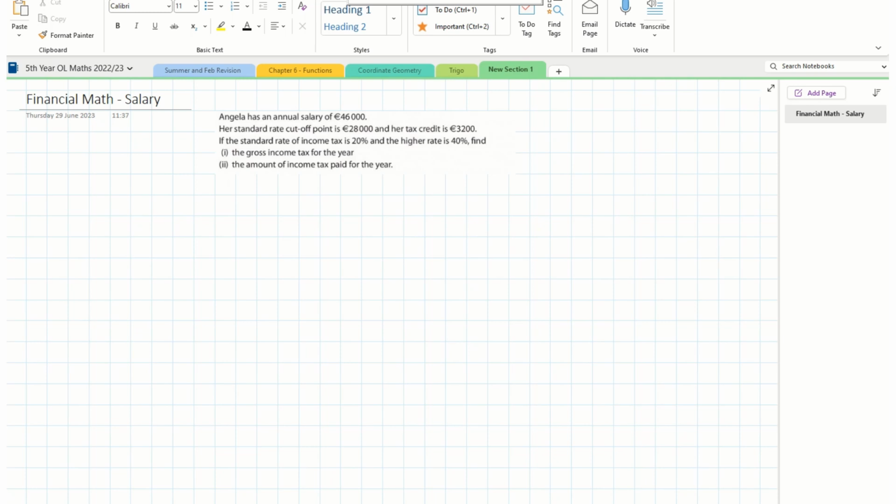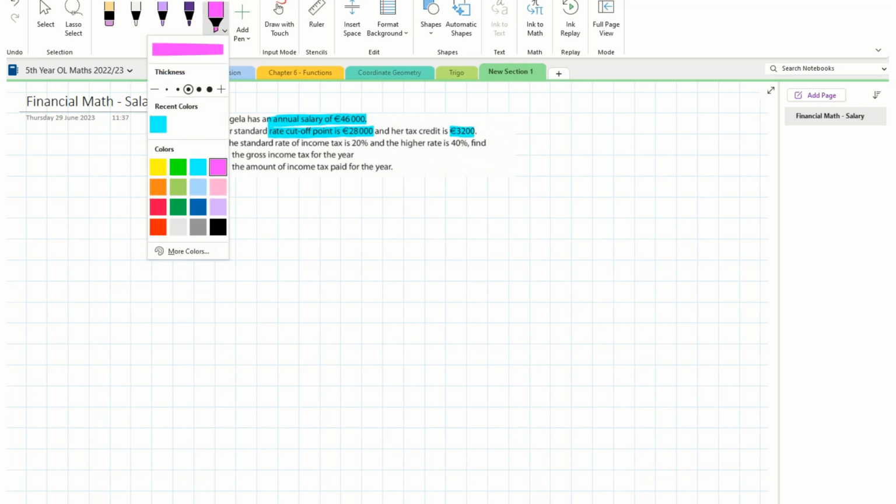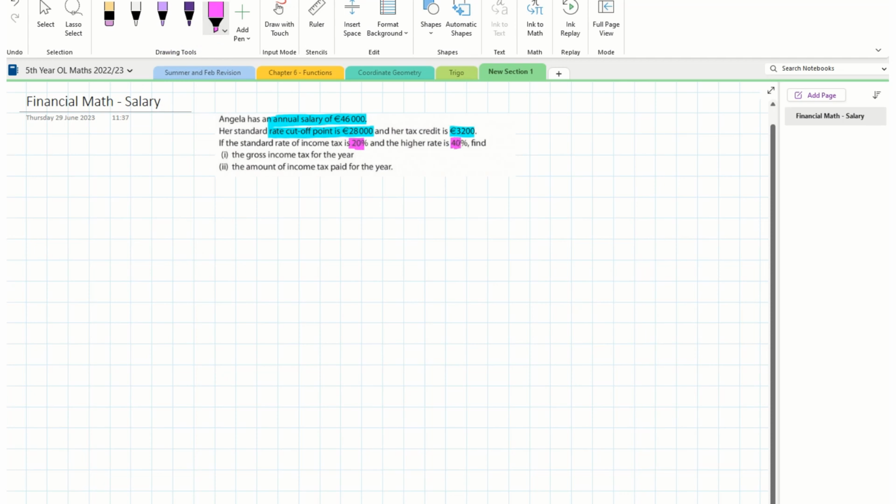So we're looking at Angela here, who has an annual salary. So that's the total amount that she earns in a given year, of 46,000. Her standard cut-off rate is 28,000. The tax credit she receives is 3,200. And we have two income tax rates in this question. We have 20% and 40%. So that means that we're going to have to take her annual salary and find two different tax rates.